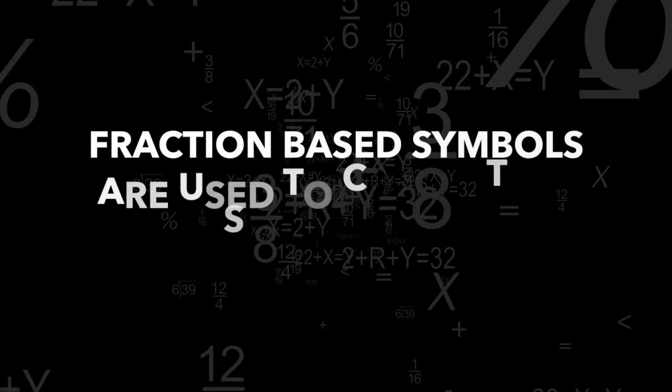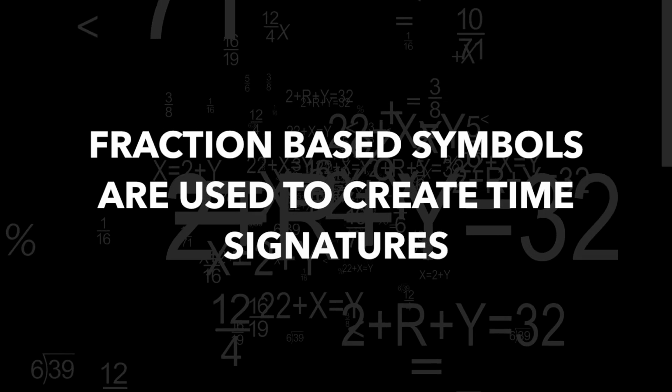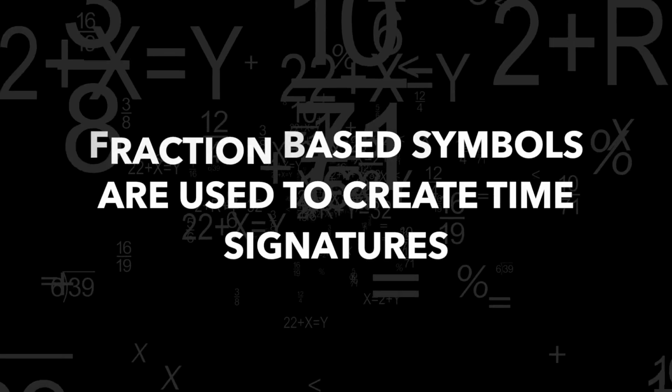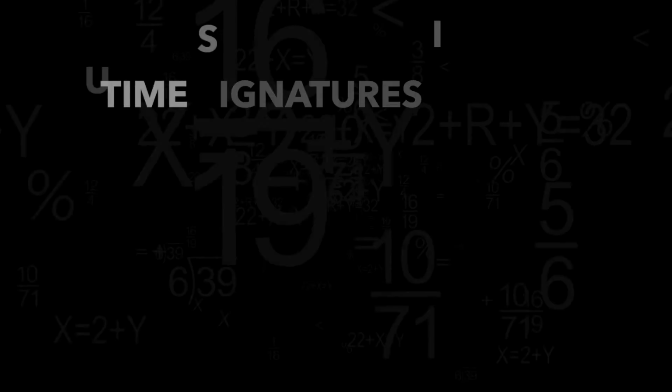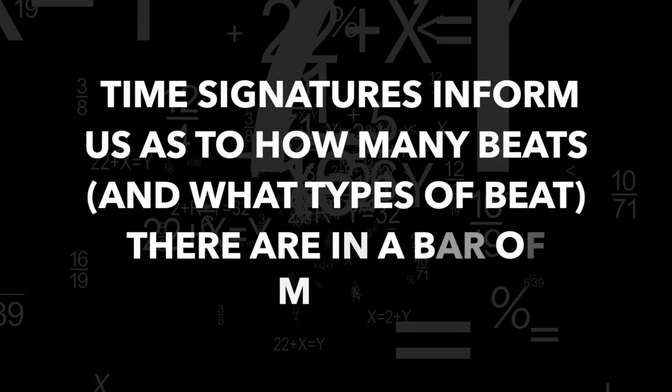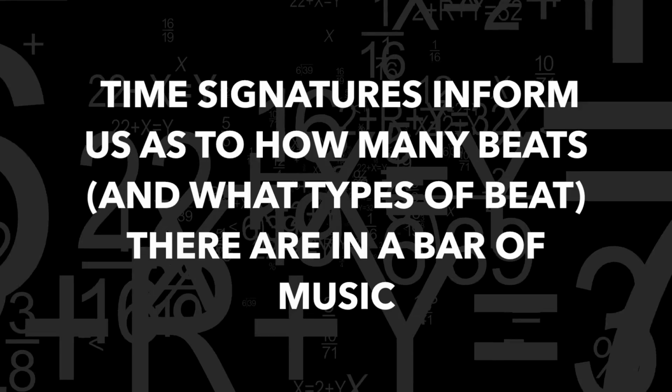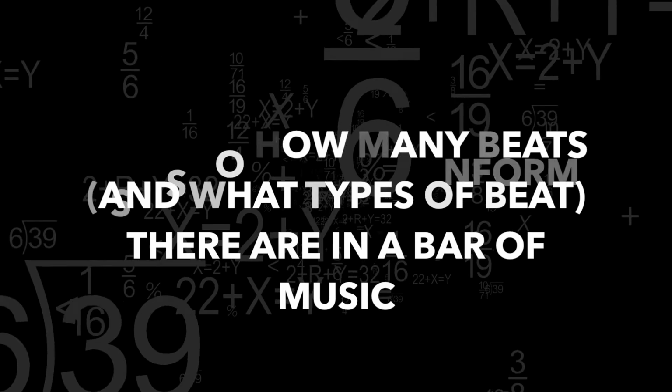Continuing the theme of numbers and the mathematical elements of music, we can see some more fraction-based symbols in use for the creation of time signatures. Time signatures signify how many beats there are in one bar of music and which type of note value or unit is to be used to count the beat.